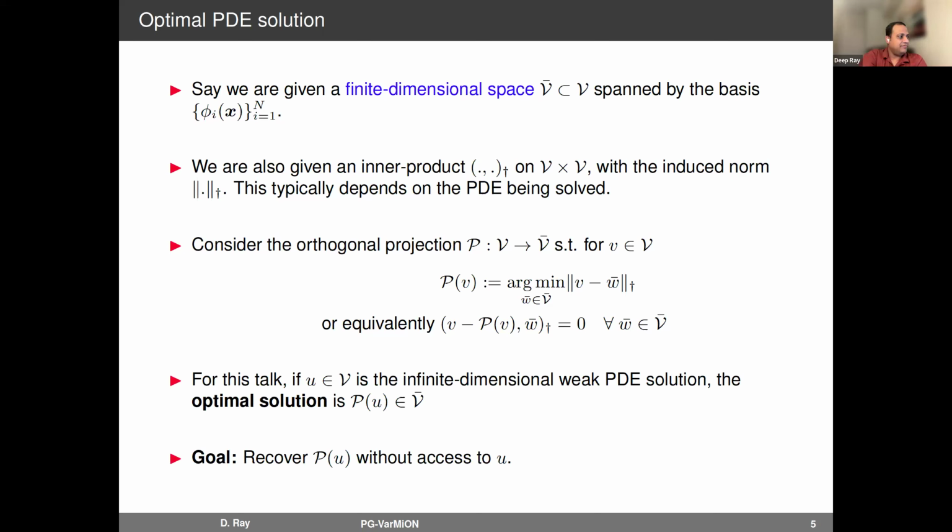And for this talk, we'll say that if U is our infinite dimensional, say, variational PDE solution, then the optimal solution will be P of U, which will be in this V bar space. So this is what I mean by optimal in this talk. And the goal would be, how do I recover this optimal solution or P of U without having access to U? Okay, so that's what we're trying to do in this talk. Is the setup clear?